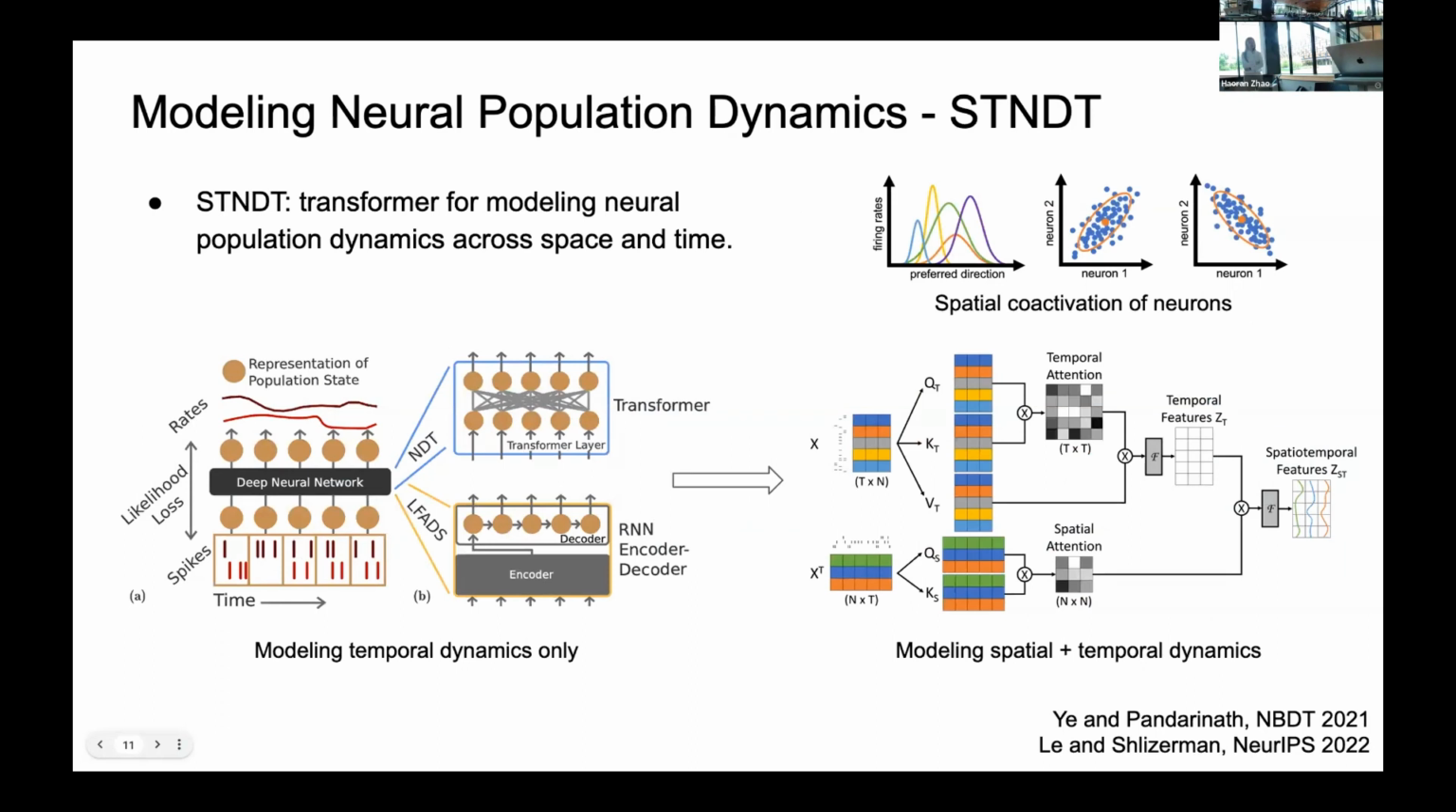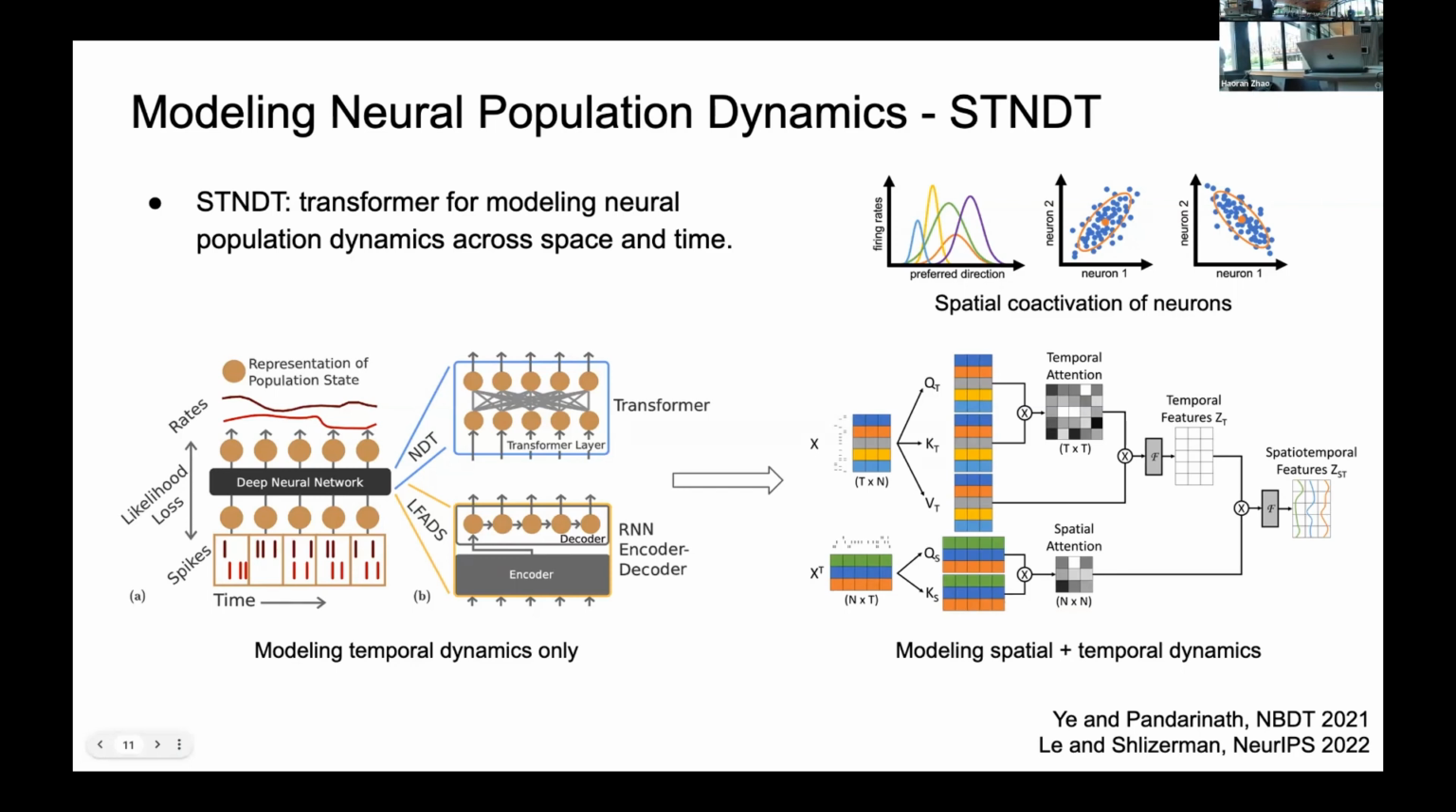So people have proposed the transformer to do the same task. The advantage of the transformer is that it can process the data in parallel, and it has been shown that this can speed up inference up to about 6 times compared to LFADS. But both of these models, NDT and LFADS, only model the temporal dynamics, and I will talk about the disadvantage of this.